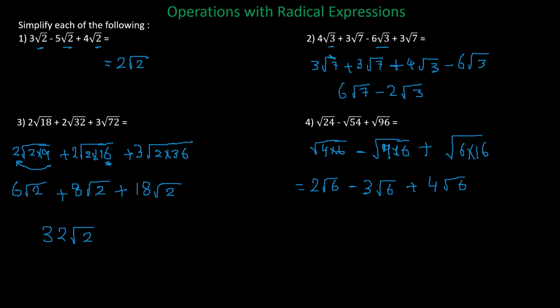Then now we can add the numbers because we have like roots or like terms. So 2 minus 3 plus 4: 2 minus 3 is negative 1. Negative 1 plus 4 is positive 3. So it's 3 square root of 6.